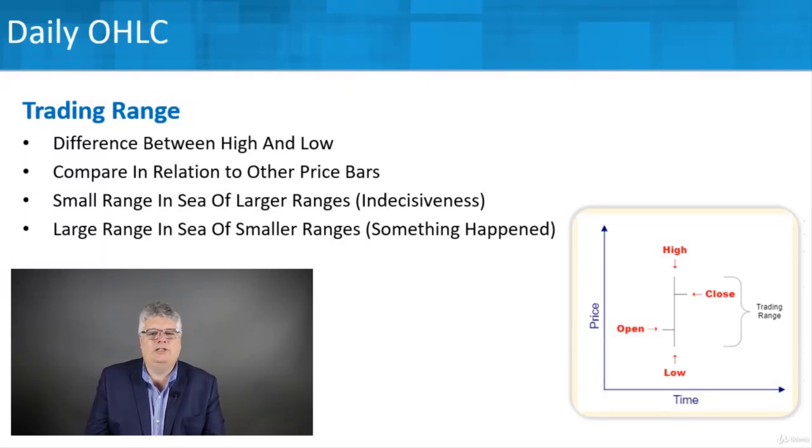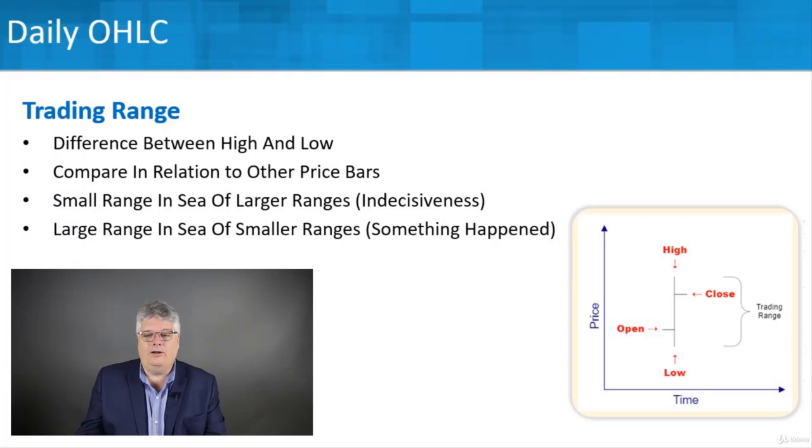Same thing if the range is large in the sea of smaller ranges. Everything's going small, small, small as far as the high and low range, and all of a sudden it starts to get really big. That big wide range might tell us that an event or something is happening. People are trading more actively. There's a lot more interest in this particular security. So something might be changing.